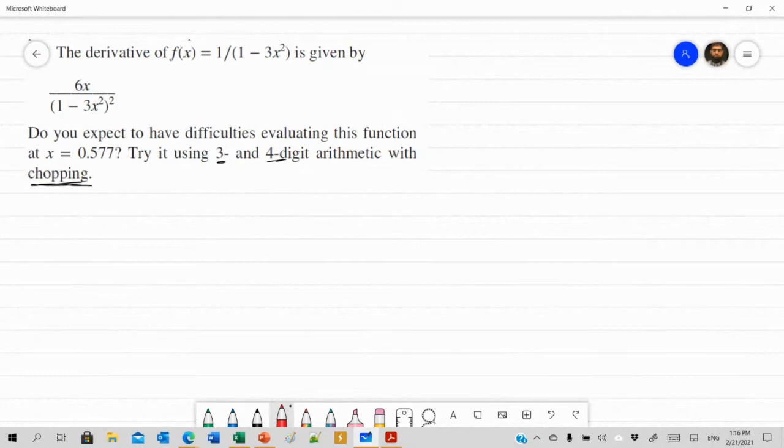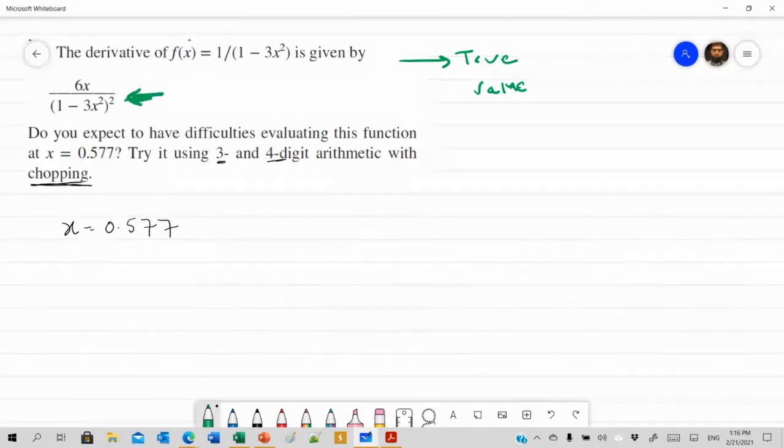So let us see now what we get when we try to use this 3 and 4 digit arithmetic with our calculation here when x is 0.577. Now let's find the true value. Of course, we are looking at this function, which is a derivative, not the actual function. I'll just put this in calculator and find the answer.